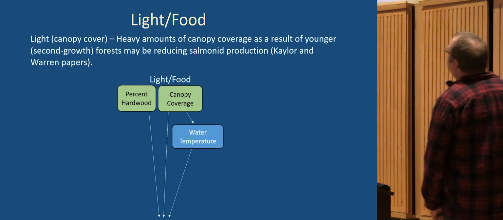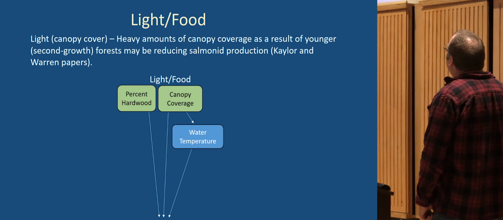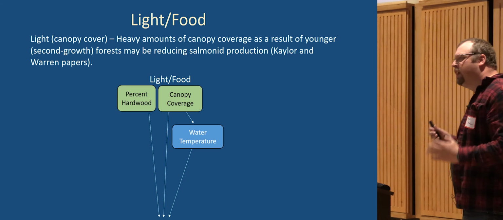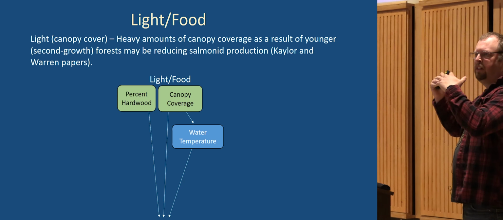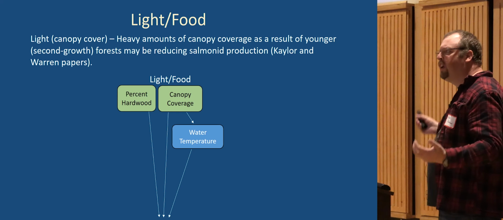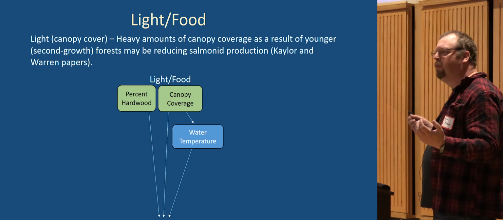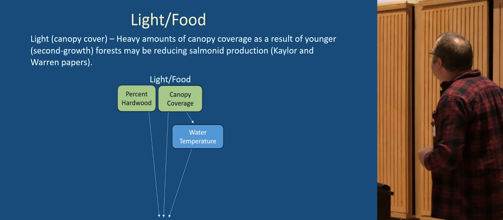The next thing we want to look at is our light food aspect. A lot of this came about from studies by Dana Warren and Matt Kaler that have looked at the effect of these second growth forests on our streams and how they grow up very thick together. And this limits the amount of light that can come into the stream, which limits the production in the stream. So we get less macroinvertebrates and things like that, which will eventually cause less fish.